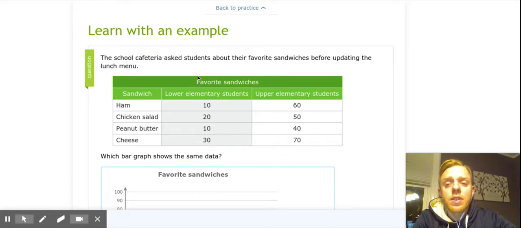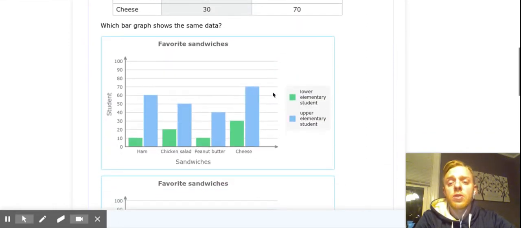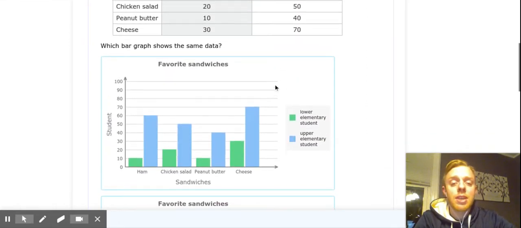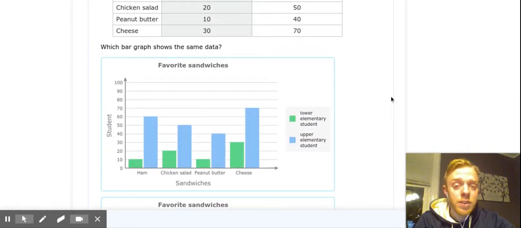So our question here says that the school cafeteria asks students about their favorite sandwiches before updating the lunch menu. Gives us some details about ham, chicken salad, peanut butter, and cheese, and then some numbers comparing lower elementary students, think like kindergarten, first, second grade, to upper elementary students, think third, fourth, and fifth graders. And it says, which bar graph shows the same data? So these are double bar graphs here.